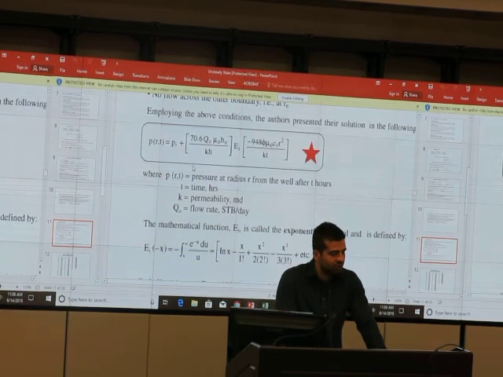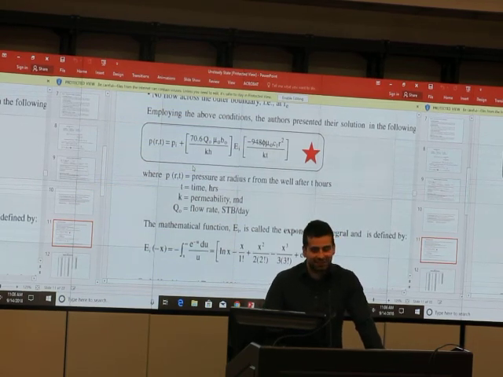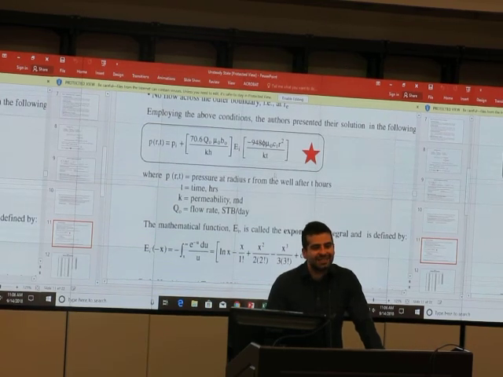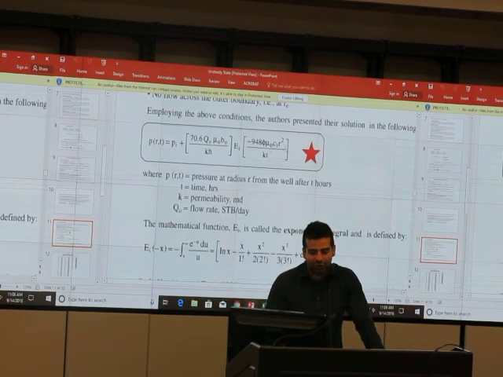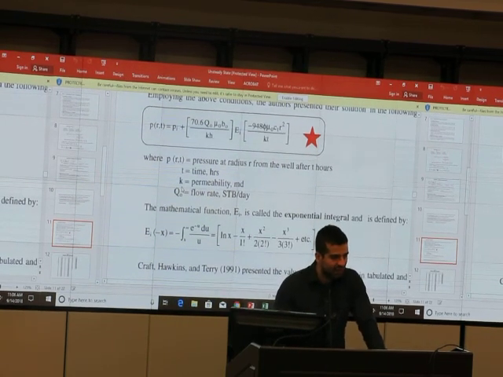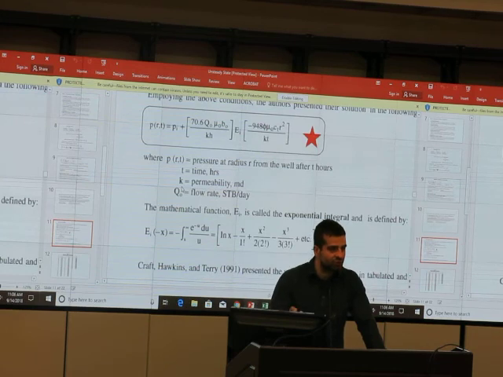No, I'm sorry. Unsteady state. Sorry, yeah, it is unsteady state. Thank you for correcting me. So this is unsteady state. So within this unsteady state, as I said, you can get the pressure at each point within the reservoir. So what format of this equation do we use for drawdown and for buildup?